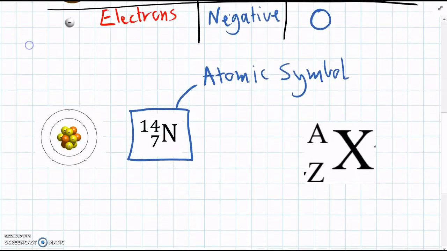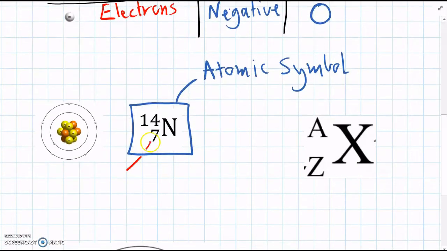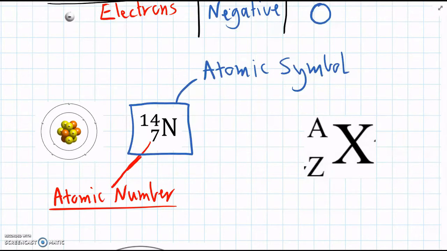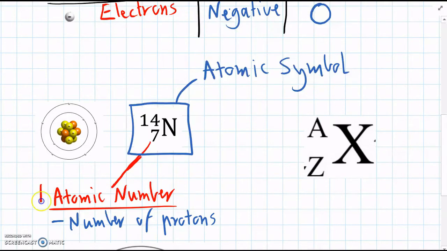And if we have a look at the atomic symbol of nitrogen, the number at the bottom left is called the atomic number. And that tells us the number of protons in that particular element. So every nitrogen atom will always have 7 protons. And it's the atomic number that tells us what type of element it is.